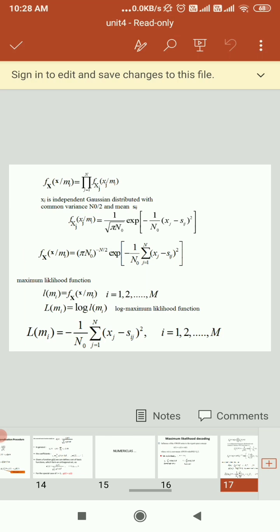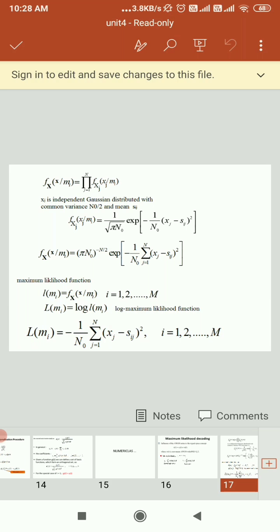So here, if you solve, you will get f of x by mi equal to the product over j equal to 1 to n of f of xj in bracket xj by mi. So here we can say xj is independent Gaussian distributed with common variance, with power spectral density N naught by 2. And here its common variance is N naught by 2 and mean is Sij. So if you solve, you will get those equations.